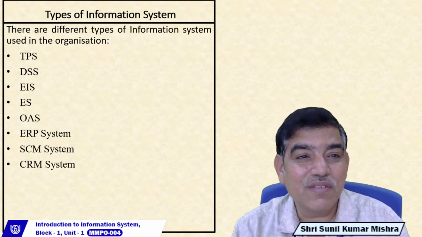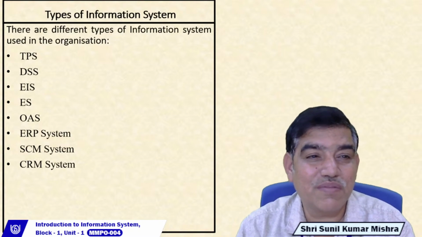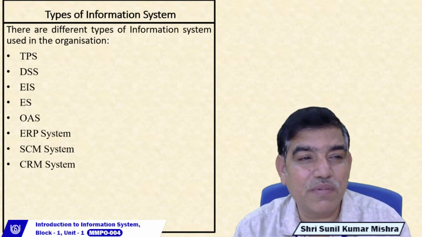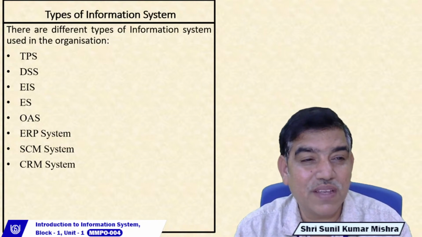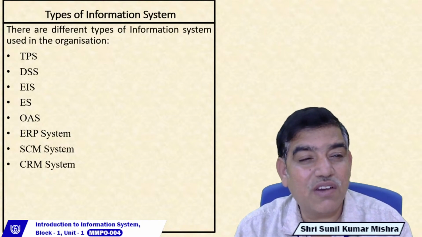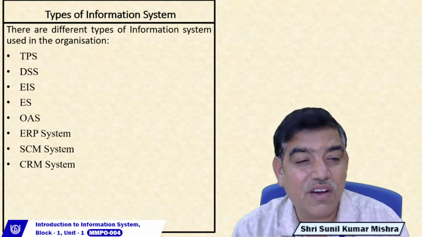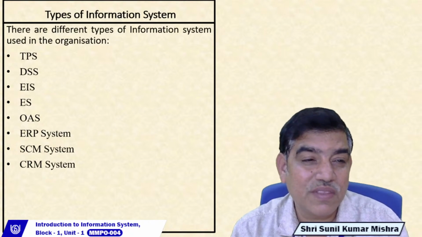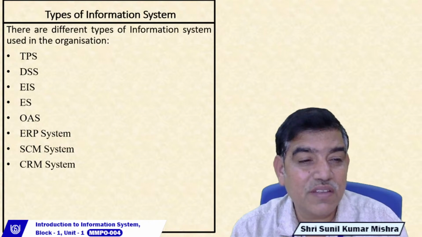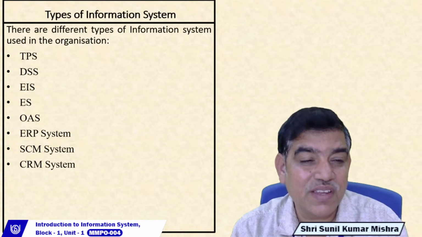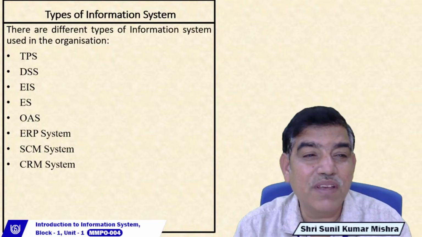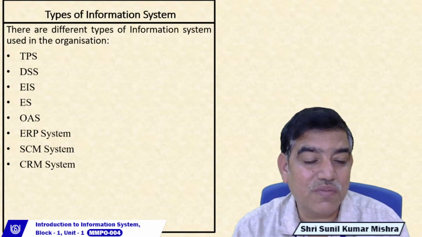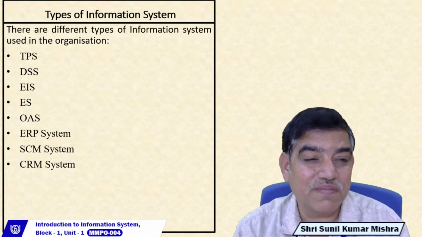And now we discuss the types of information system. There are different types of information system used in the organization. The first one is TPS. The second one is DSS. The third one is EIS, which may also be called ESS. The fourth one is ES. The fifth one, OAS. Sixth one, ERP system. Then SCM system. Then CRM system. So these are the different types of information system. We will discuss them one by one.